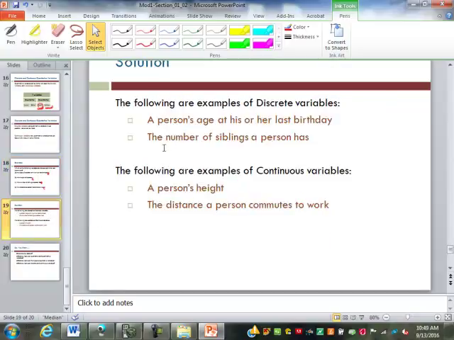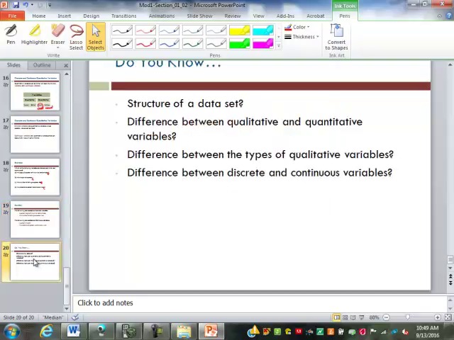So the following examples were discrete: age at the last birthday and number of siblings. And continuous: person's height and the distance they commute. So here you've looked at the structure of data, defining what is the question and what is the data, what is the variable, and then looking at different types, qualitative and quantitative, and then the levels of measurement within each of those. So that's everything from section 2 of chapter 1.